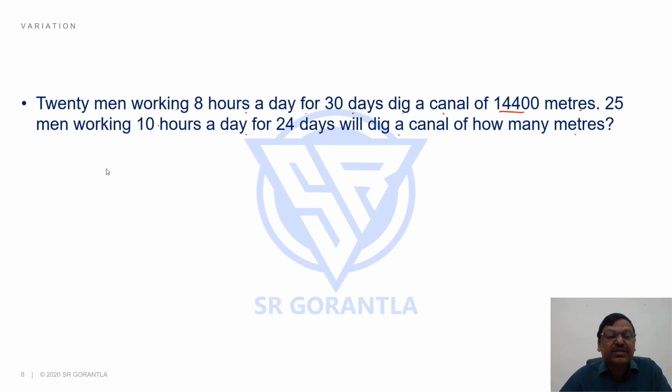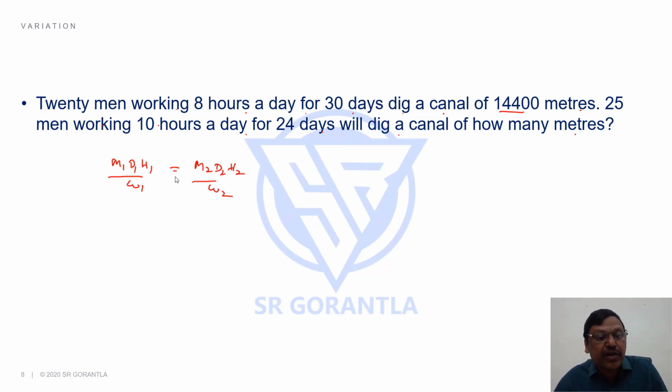So we just discussed M1 D1 H1 by W1 equals M2 D2 H2 by W2. I have just explained how this has come, so we'll straight away take it as a formula and answer it. First case, 20 men. They're working for 30 days, working 8 hours a day. How much work do they do? They do 14,400 meters of canal.